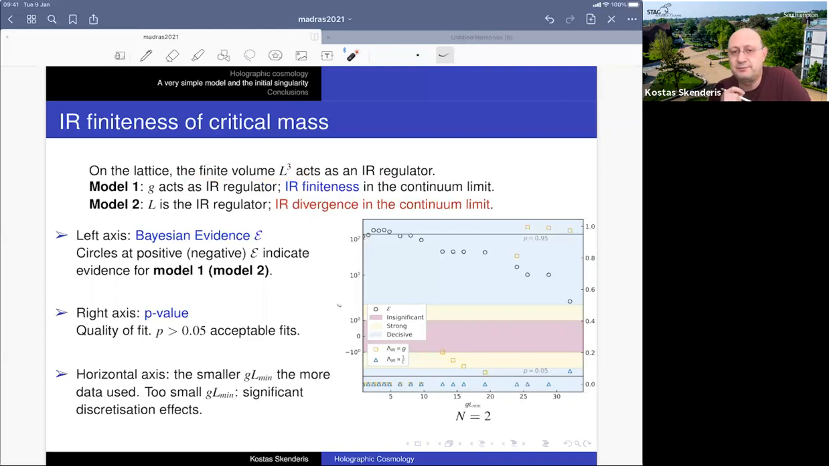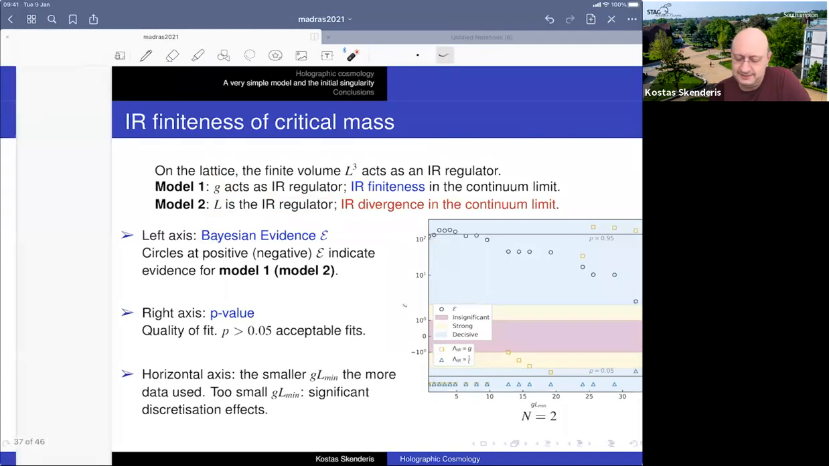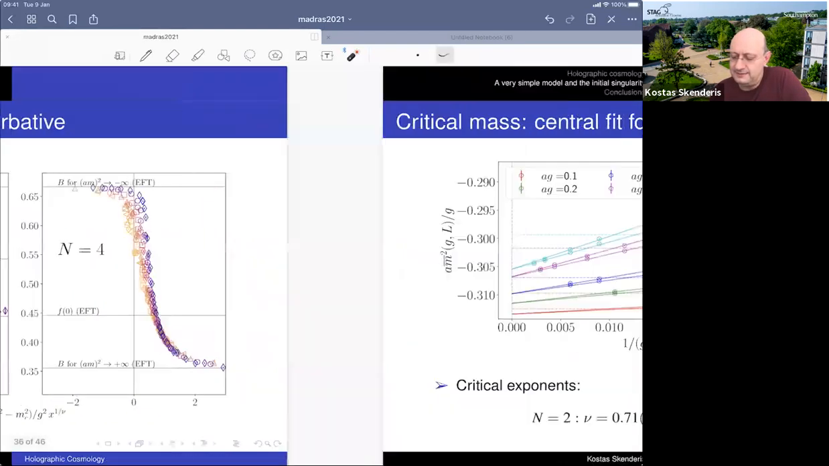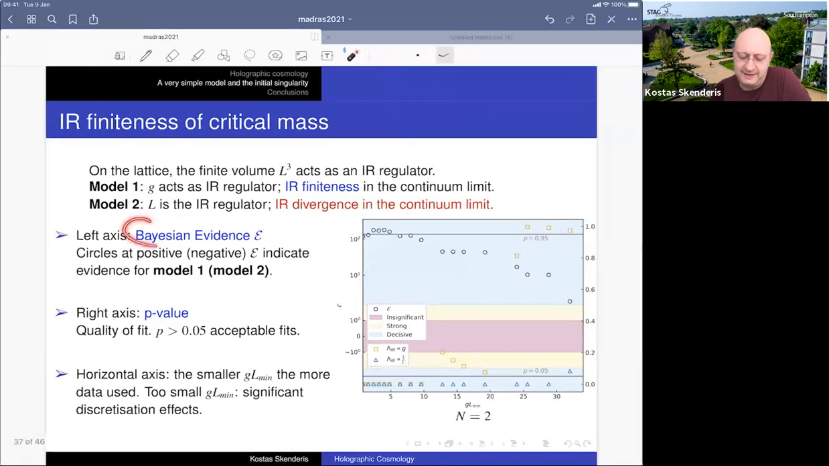But then one wants to understand what happens when you try to go to the continuum limit. So we defined two models, model 1 and model 2. In one case, the infrared regulator is what was conjectured 40 years ago. In the other case, the infrared regulator is just the lattice. And then we can ask which of the two cases fits the data I described earlier. There is a tool called Bayesian evidence to answer that question, to see which of the two models the data prefer.